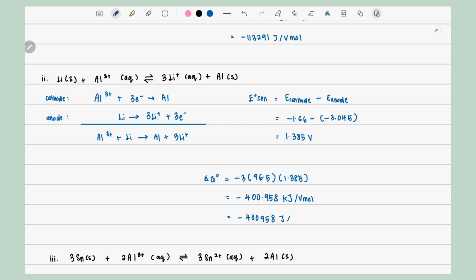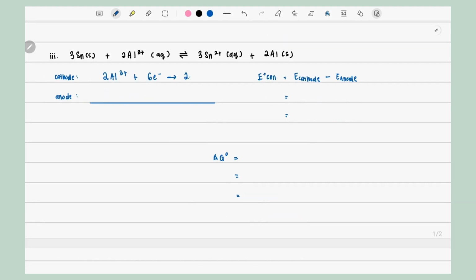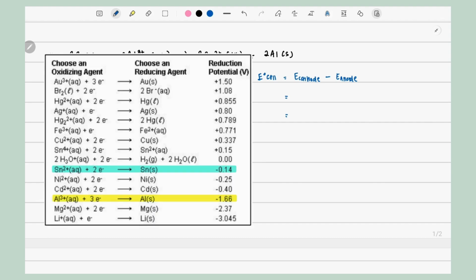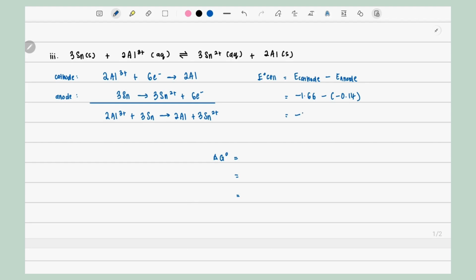400.958 kilojoule per V-mole. And then we will convert it into joule, which is 400.958 joule per V-mole. For the third question, we will determine the half equation to determine the cathode and anode, and then we calculate the E naught cell by referring to the reduction potential table, and we will get negative 1.52 volt. And then we calculate the standard free energy.